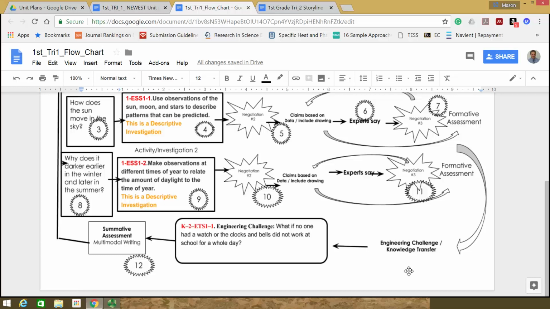So that's an overview of the unit. We will get into more detailed lessons as we get into the videos aligned with each lesson.